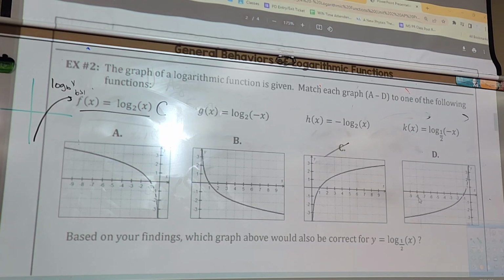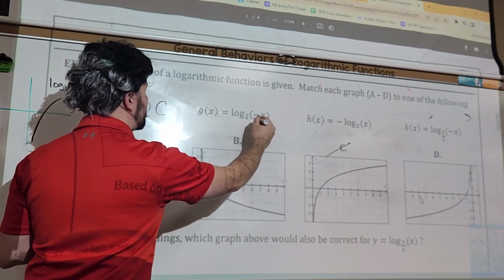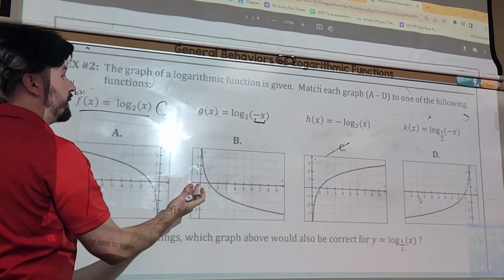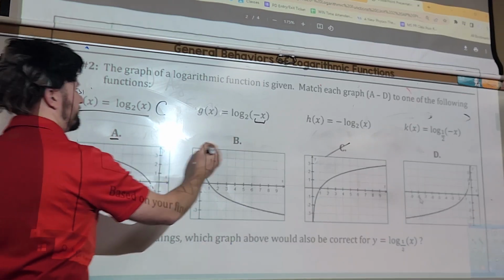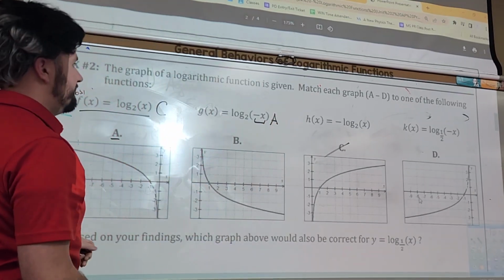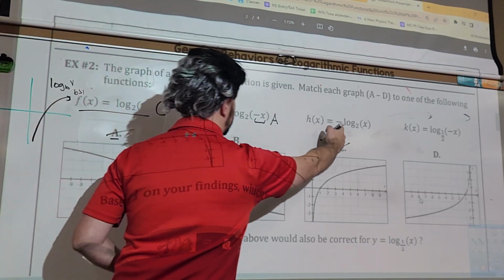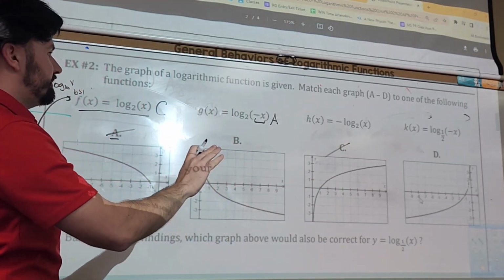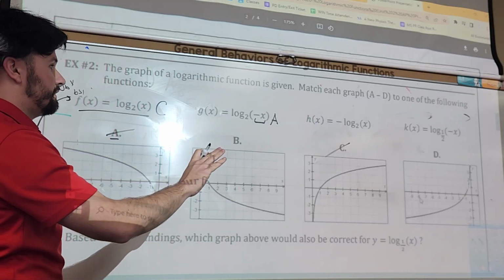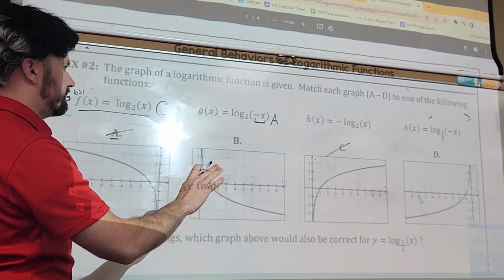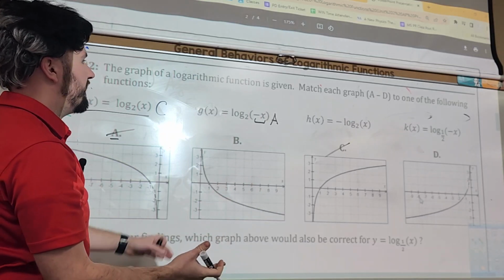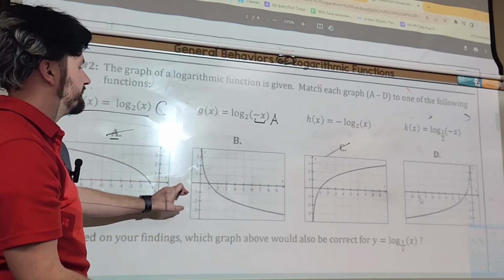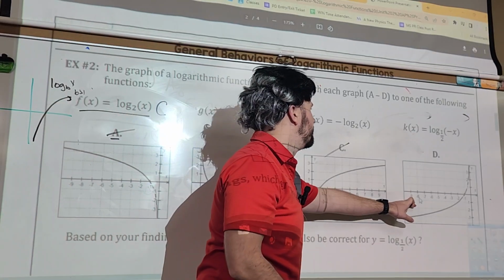All right. Now, next question. What's this negative x do to it? Flips it over the y-axis, so that means it has to be A. Okay. And what's this negative in front do? Flips over the x-axis, flips your y over the x-axis. Which one flips it over?